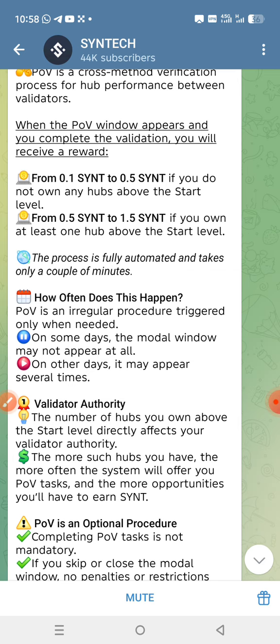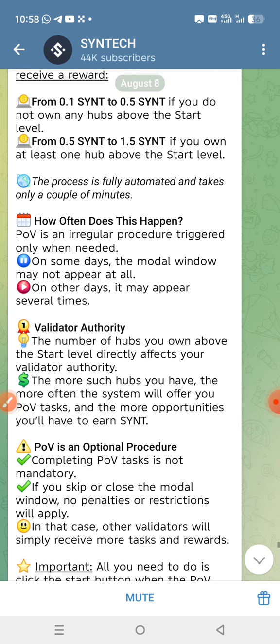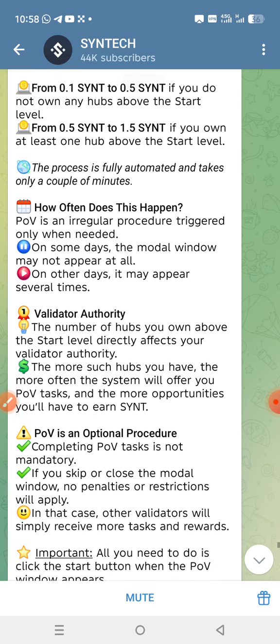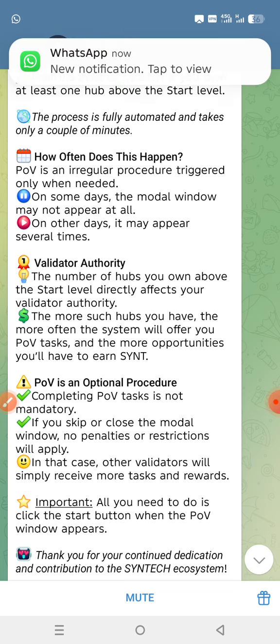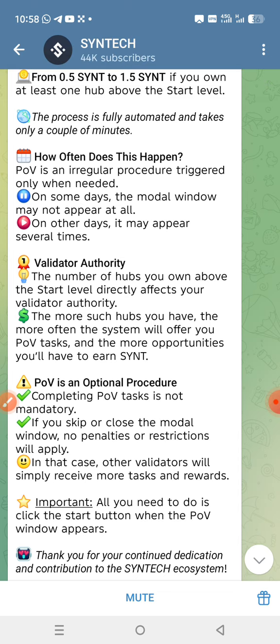All right. Now, how often does this happen? Proof of validation is an irregular procedure triggered only when needed. On some days, the modal window may not appear at all. On other days, it may appear several times. Okay. Now, validator authority. The number of hubs you own above the start level directly affects your validator authority.